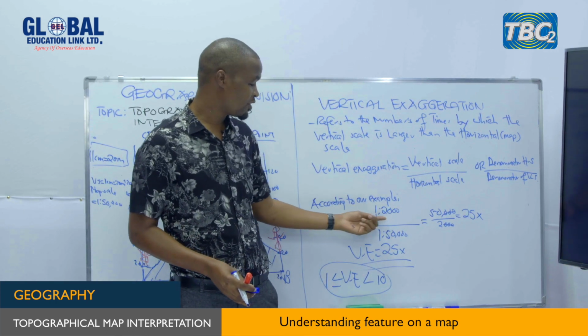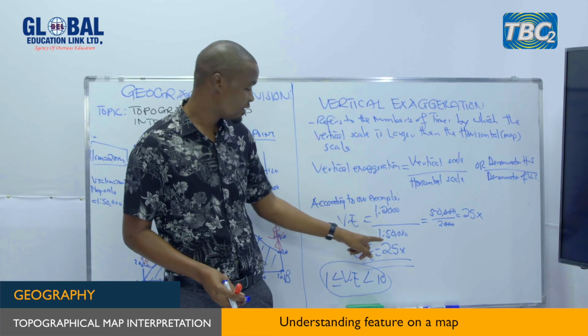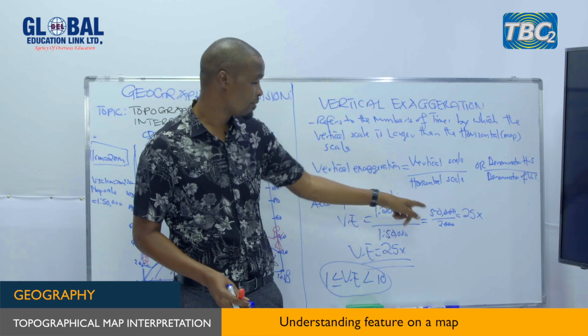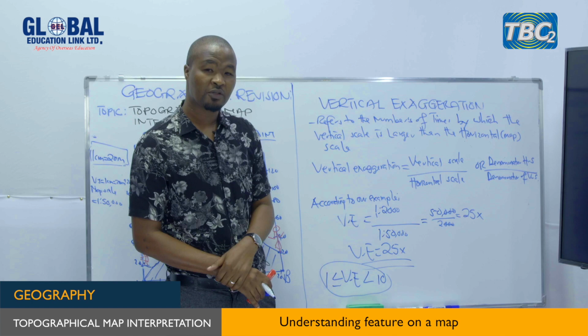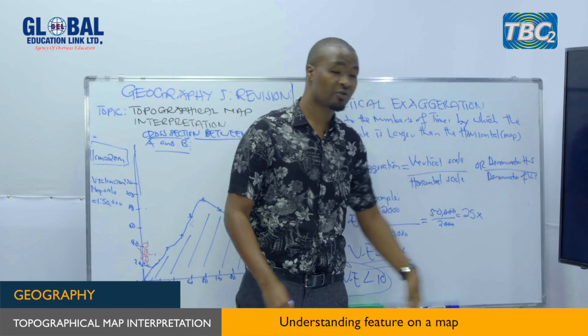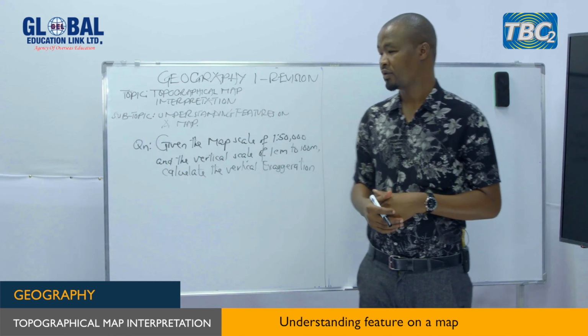This is my vertical scale. It means this is the denominator of the vertical scale. This is my horizontal scale. It means this one, 50,000. This 50,000 is my denominator of the vertical scale. So sometimes we may take a denominator of horizontal scale divided by the denominator of vertical scale. Okay, let's see how to calculate another question.